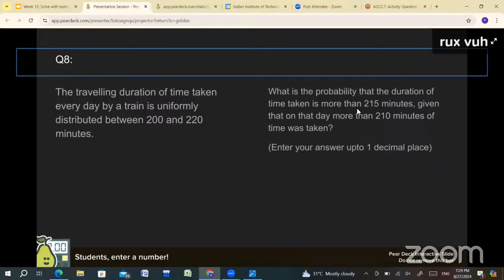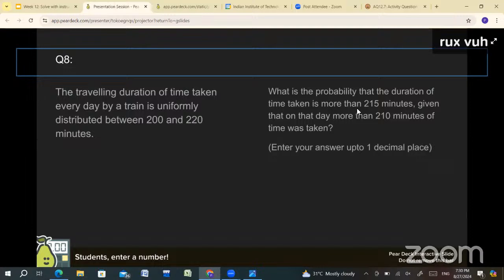Ma'am, the probability between 200 and 220. This is what he's saying, ma'am. It has to be 1, na, ma'am? When it is uniformly distributed and we plot it, below 200 it will be 0, and above 220 it will be 0. Then the probability between 200 and 220 will be 1, because total probability is always 1.